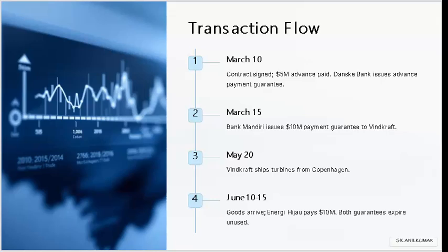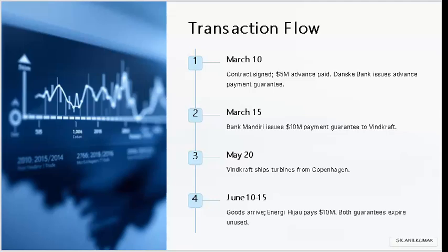North Sea storms delay the shipment. The DAP contract holds Vindkraft responsible till the goods are delivered at Jakarta. But Energi Hijau accepts the delay, not invoking the advance payment guarantee, no breach, just a delay. So they did not invoke the guarantee. Why? Because they know it is because of force majeure and it is acceptable according to them.